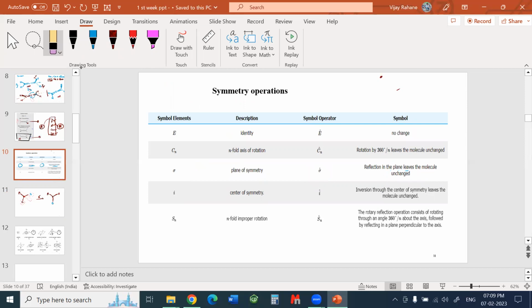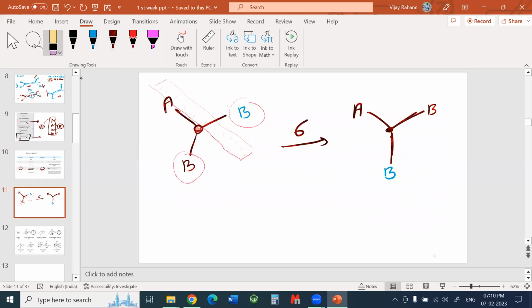Similarly, there is i, which corresponds to the center of symmetry operation. In this center of symmetry operation, the operator is labeled as small i, and the inversion through a center of symmetry leaves the molecule unchanged. After performing this operation, we need to take an inversion. As we have already seen the different elements of symmetry, in this one we have already seen the inversion center. What happens here? We need to take an inversion through a center. Let's take a simple example.